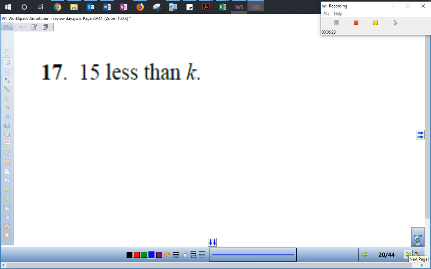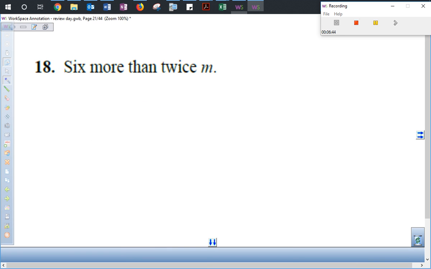17, pause the video, write down your expression. All right, remember, less than means subtraction, but since it has less than, there were 2 phrases, less than and more than, means we need to go backwards. So instead of 15 minus k, we need to go the other way around and say this is k minus 15. 18, pause the video.